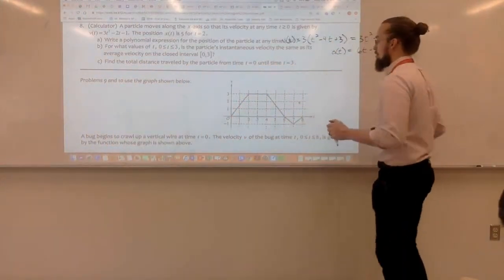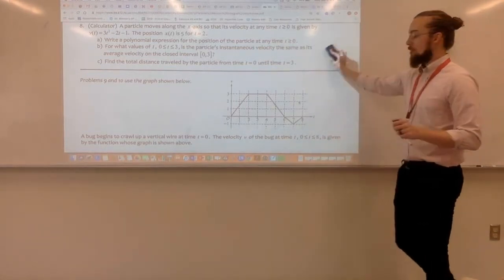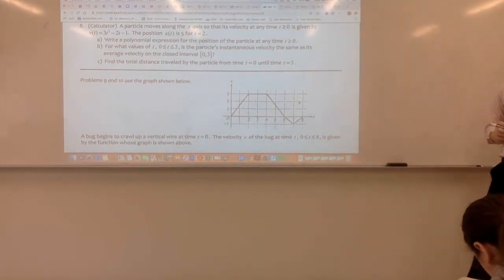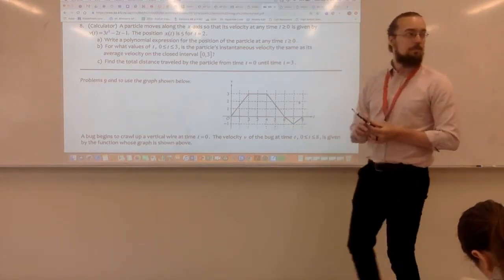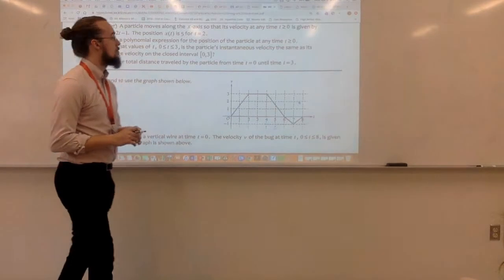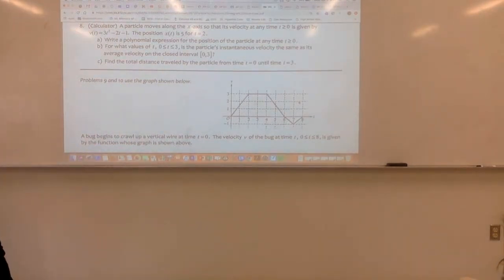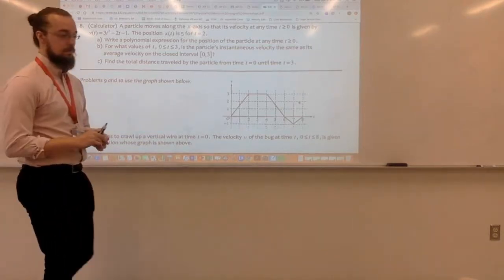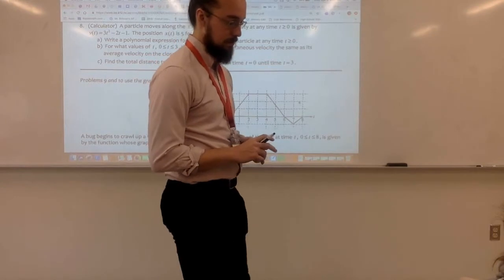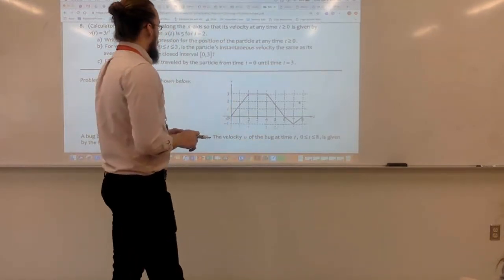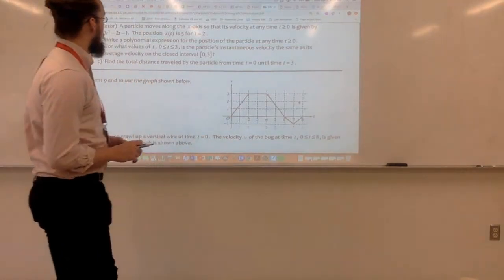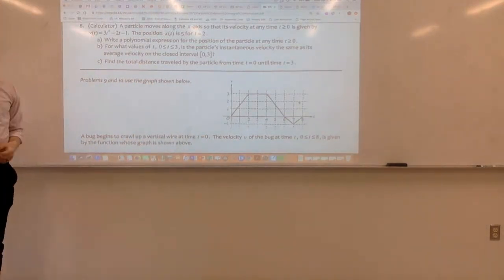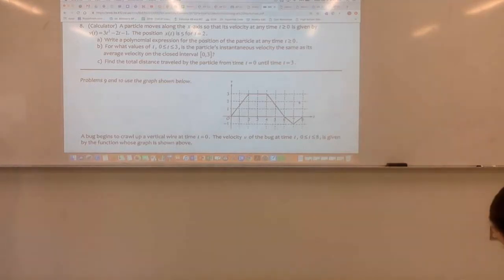So to get average velocity, that's 1 over b minus a times the integral from a to b. And then set that equal to the instantaneous velocity, which we have. Okay. Any other questions on this? Making a little more sense?